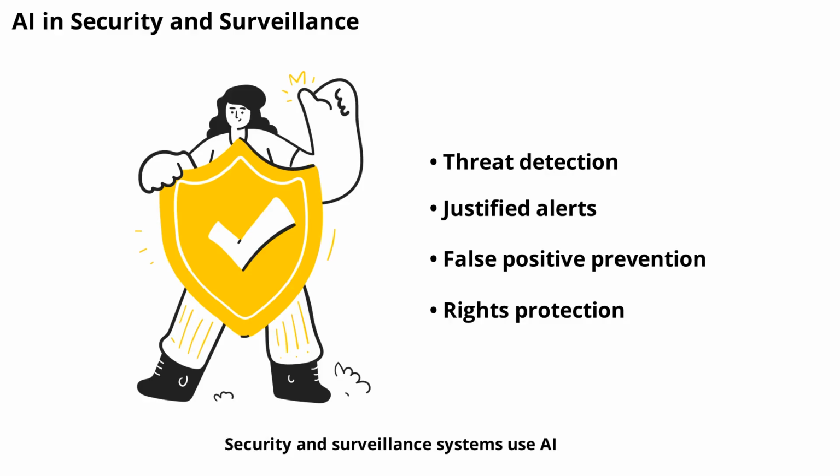Security and surveillance systems use AI to detect threats and unusual behavior. Explainable AI ensures that alerts and decisions can be justified and reviewed. This is important for preventing false positives and protecting individual rights, especially in sensitive environments like airports or public spaces.